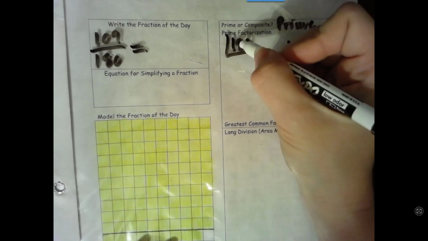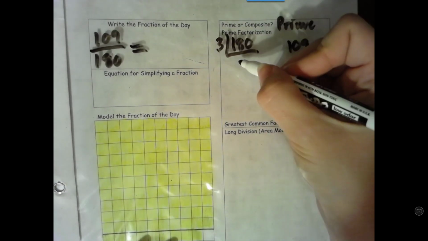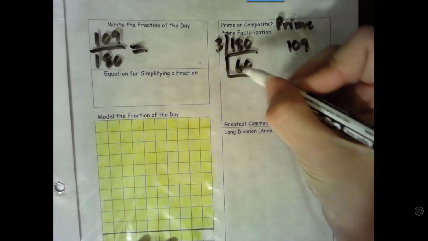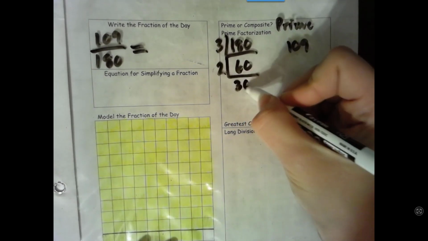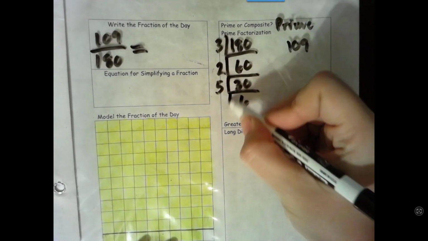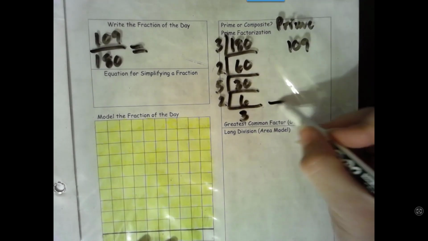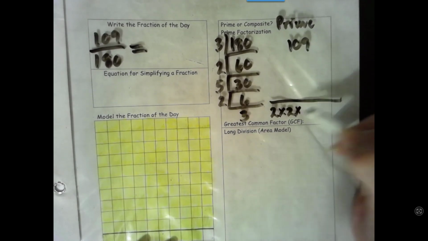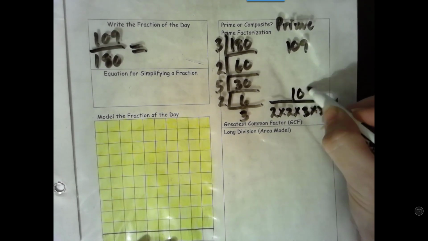See, 1 plus 8 plus 0 is 9, so I could divide by 3. I could get 60 groups of 3 out of 180. I could divide by 2. Half of 60 is 30. I could divide by 5. Get 6, divide by 2, I get 3. Okay, let's go ahead and get our prime factorization down. 2 times 2 times 3 times 3 times 5, and 109.